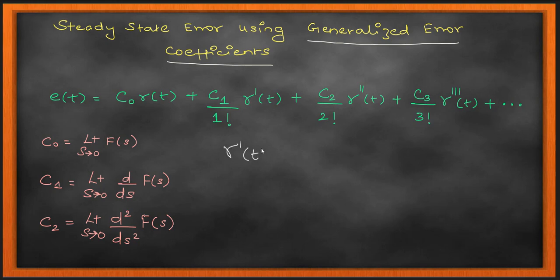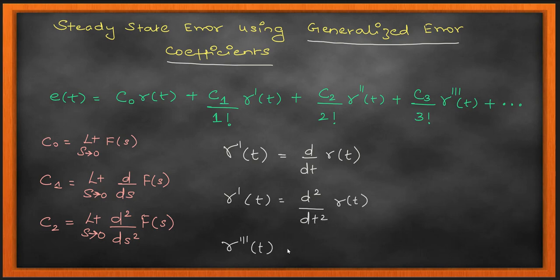How do we do that? We compute C0, C1 and C2 using a limit-based method: limit s tends to 0, d by ds of f of s, d square by ds square, and so on. As we go up the order of coefficients, the order of differentiation also increases. Then r of t, r dash of t, r double dash of t and r triple dash of t are d by dt, d square by dt square, and d cube by dt cube. Then what is left is f of s. And what is f of s? F of s is equal to 1 upon 1 plus g of s times h of s.